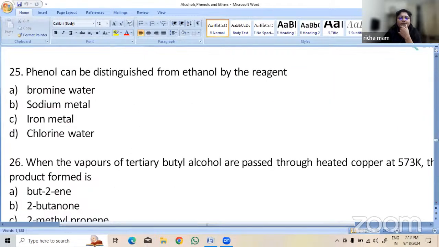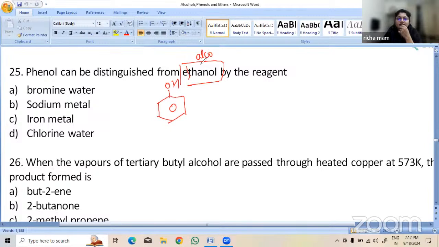Phenol can be distinguished from ethanol by the reagent: A. Bromine water, B. Sodium metal, C. Iron metal, and D. Chlorine water. How can phenol be distinguished from ethanol by the reagent? Ethanol is nothing but an alcohol.